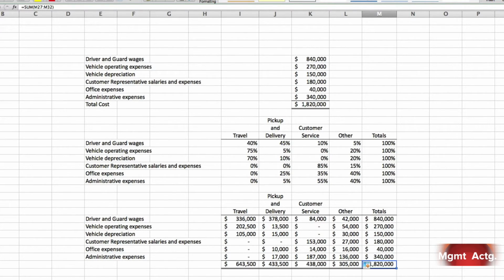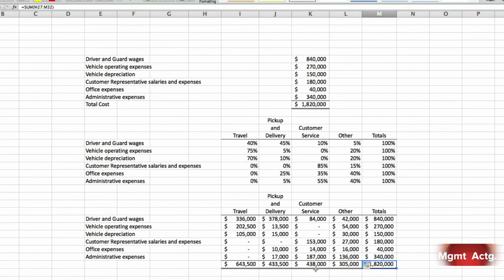So we would divide the 643,500 by the number of kilometers driven, and we would get an overhead cost per kilometer. For pickup and delivery, it was the number of pickups and deliveries. So let's say it was 1,000. We would divide the 4,335 by 1,000, and we'd get $4.335 per pickup and delivery. Now, that's unrealistic. I just made up the 1,000 pickup and delivery off the top of my head just to show you how it's done.